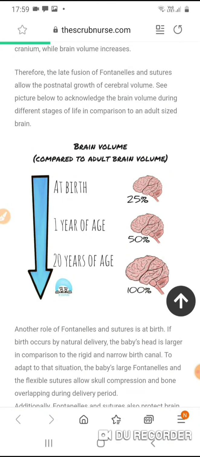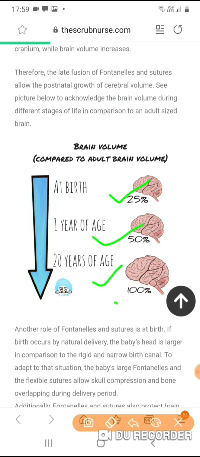At birth, only 25% of our brain is developed, and after 1 year of age it is 50% developed, and up to 20 years of age our brain becomes fully developed.